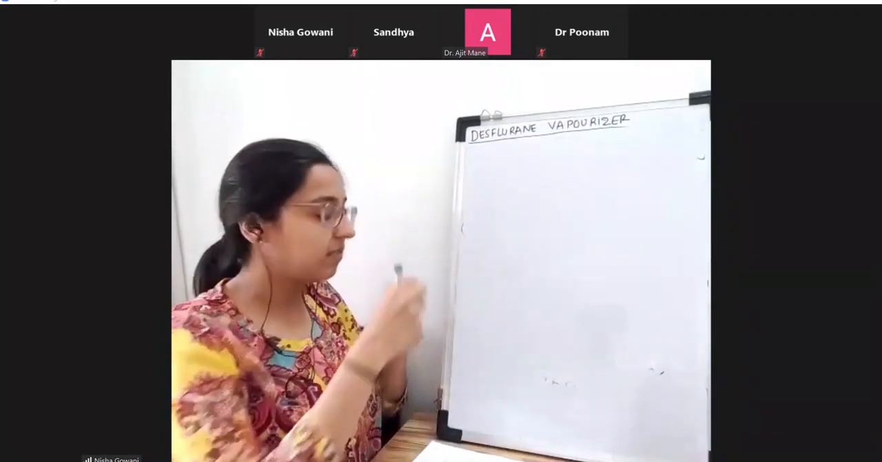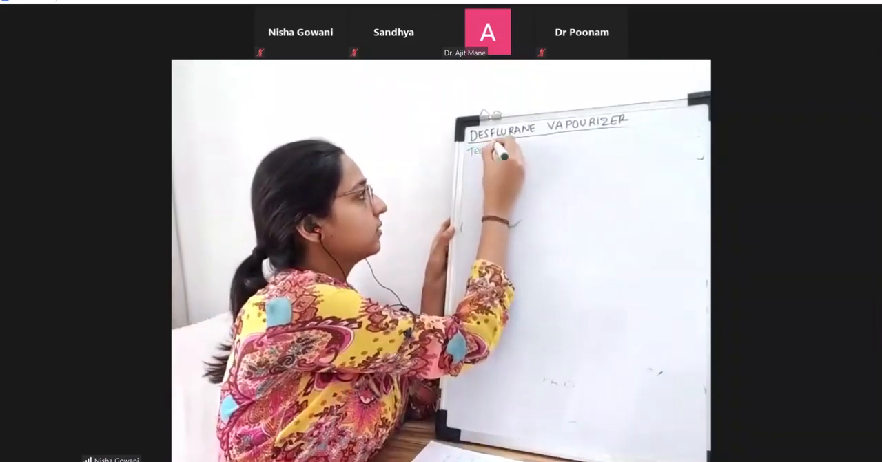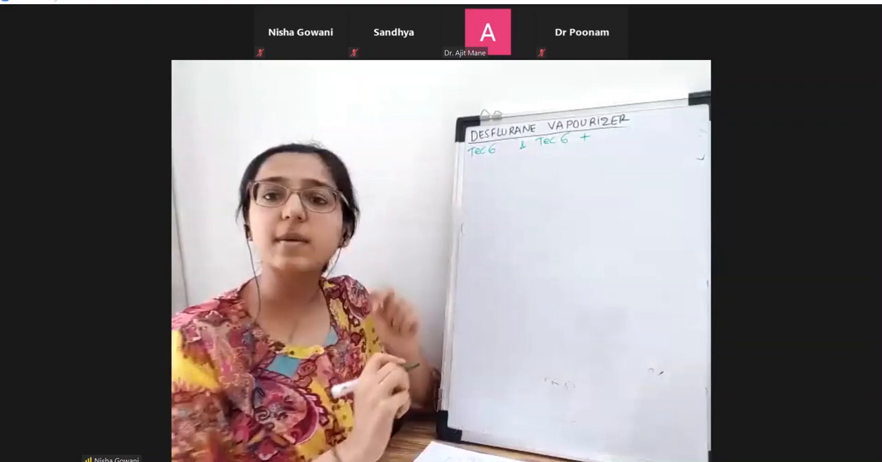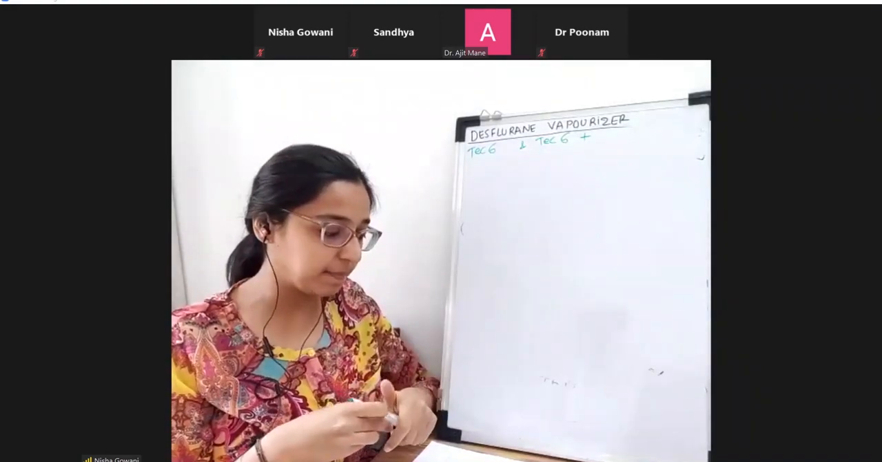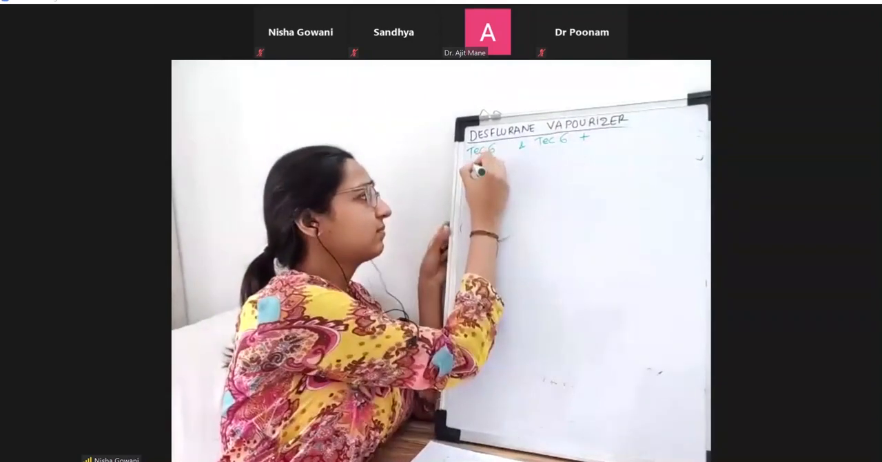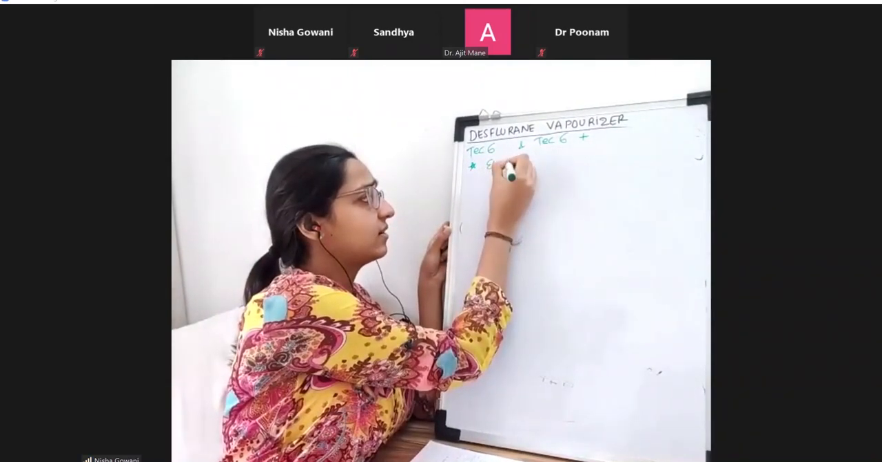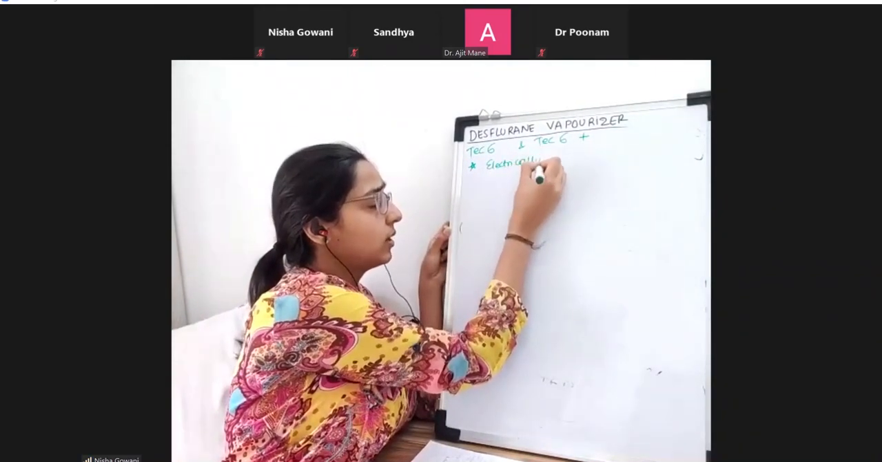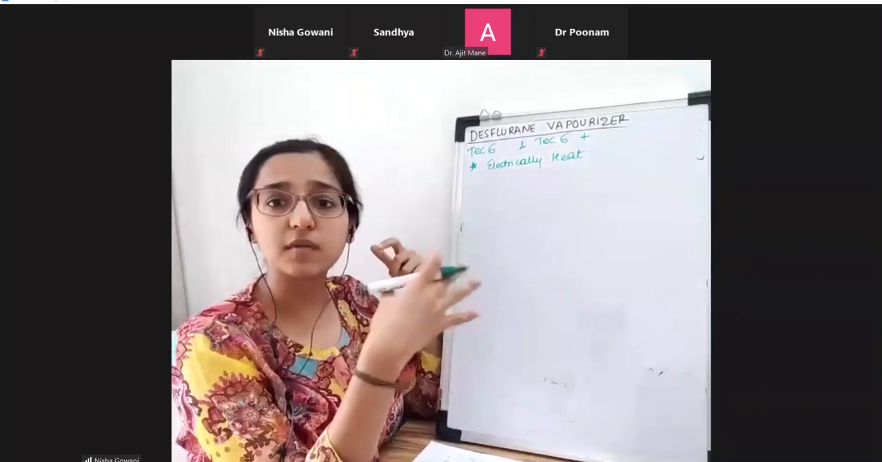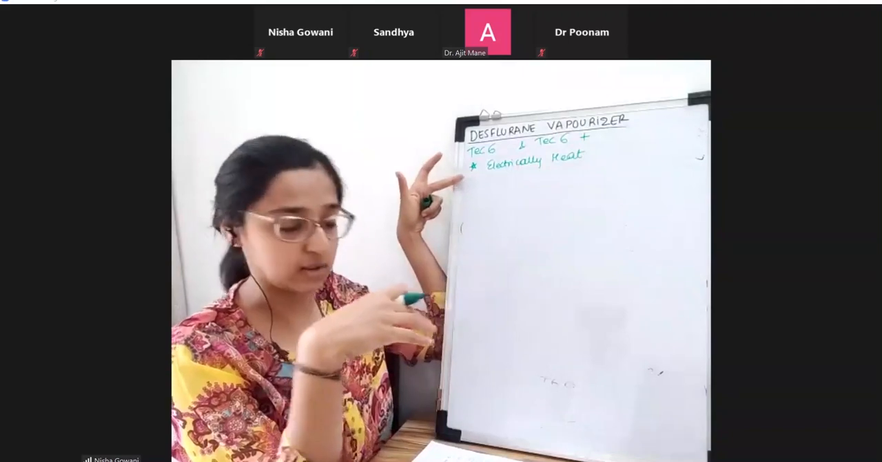So we have Tech 6 and Tech 6 Plus, which are specialized vaporizers for desflurane only. Now, this vaporizer is the first one which is electrically heated. As I told you, desflurane vaporization will cause lots of cooling, right? So you need external heat supply. So it's going to be electrically heated.